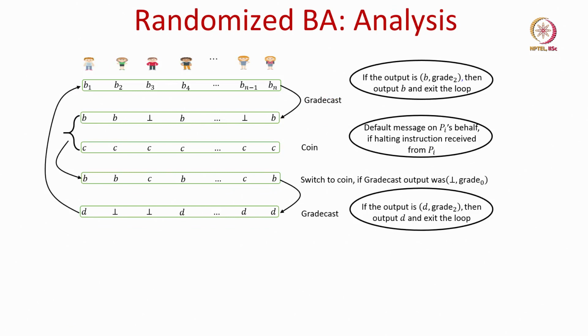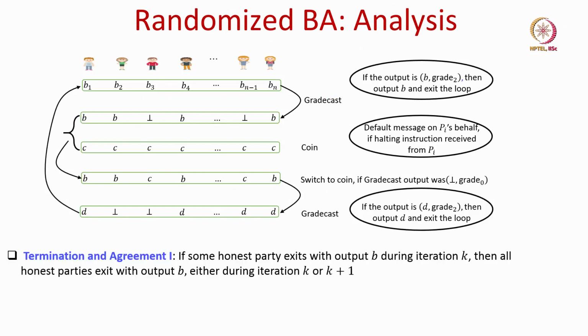Now, arguing the consistency is slightly tricky. So, we will prove a sequence of statements. So, let us prove the first helping lemma regarding the termination and agreement. The first property is that if some honest party exits the loop with an output B during the iteration k, then all honest parties will also exit the loop with the same output either during the same iteration or definitely by the end of the next iteration.